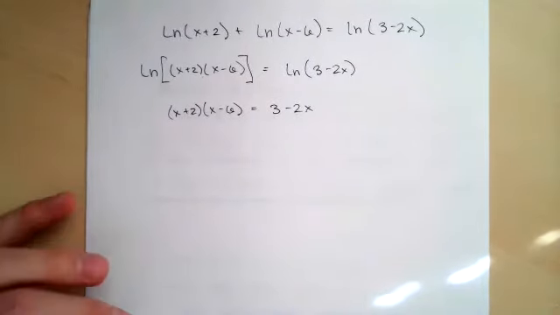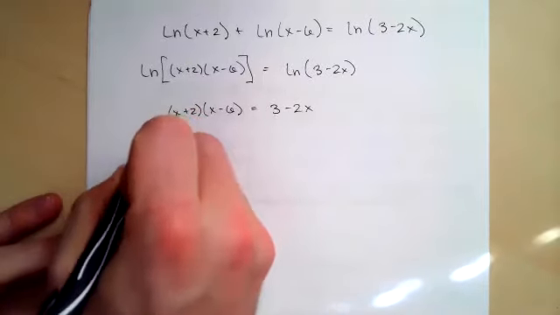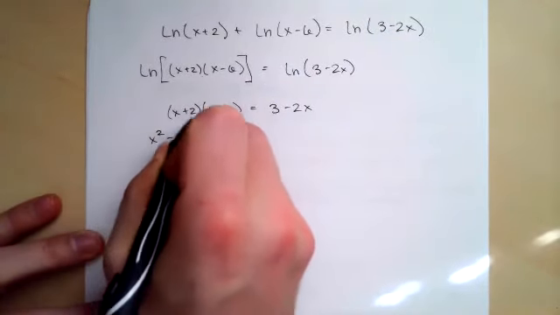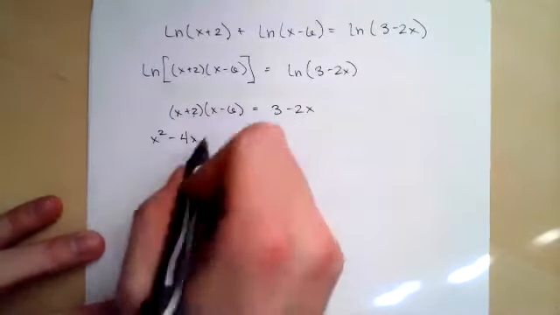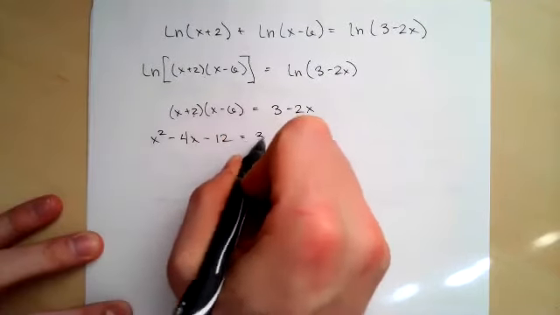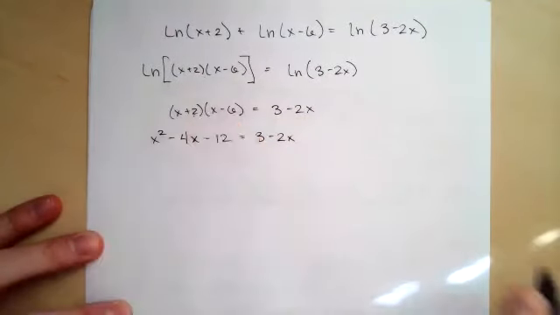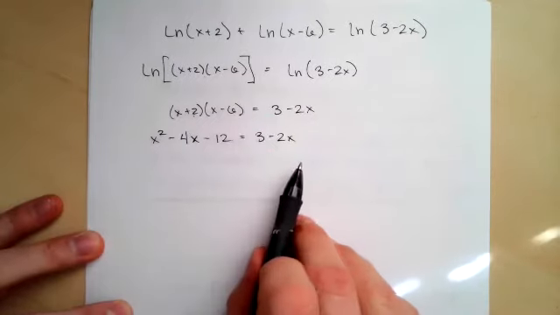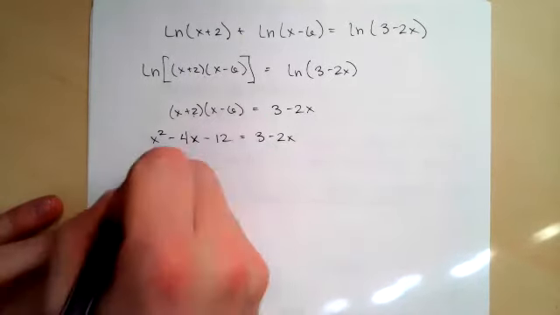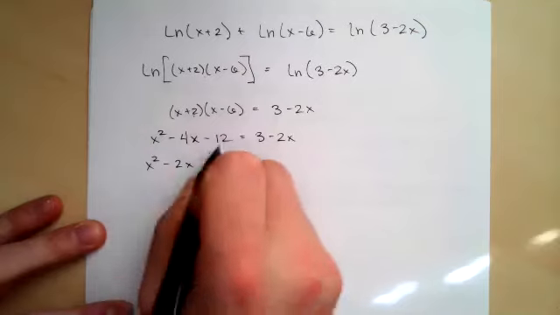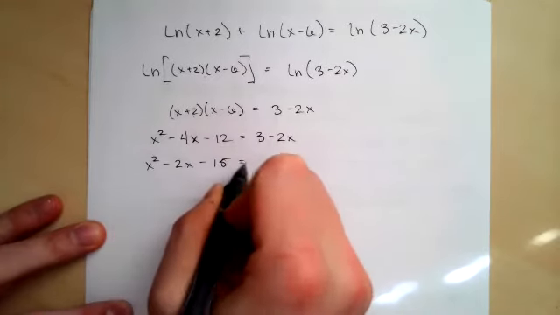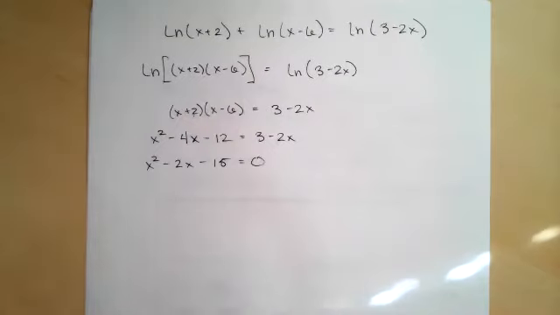So let's go ahead and get through that real quick. Distribute this out, we will have an x squared. I will have a plus 2x and a minus 6x, so that'll give me a negative 4x minus 12. Right side, nothing to do. Let's go ahead and add the 2x. So we will have x squared minus 2x. Subtract the 3 until we get a negative 15. Now we've got a quadratic equal to 0.